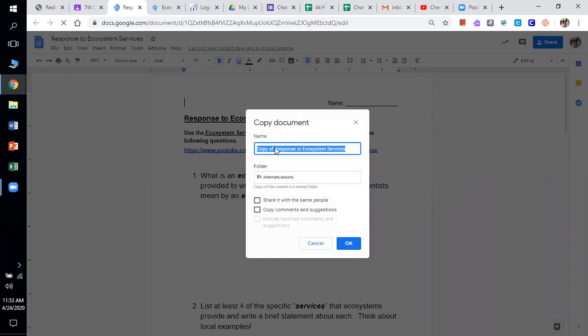Remember I said you could leave it as "copy of." Sometimes it might help your teacher if instead of that you write your name.